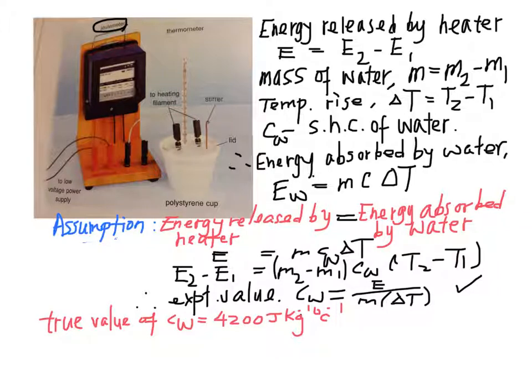The true value of Cw, true value means the theoretical result. The true value of Cw is 4200 joule per kg per degree Celsius. However, in the experiment, very often we find the experimental value of Cw is larger than the standard value or the true value of Cw, which is 4200. Do you know why?